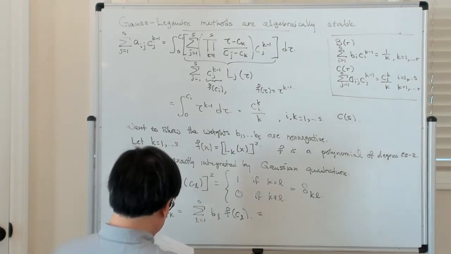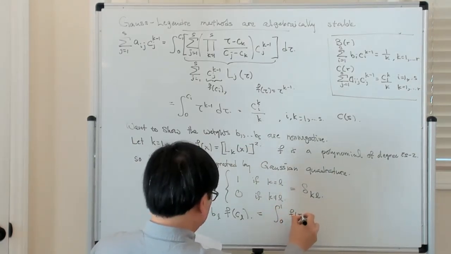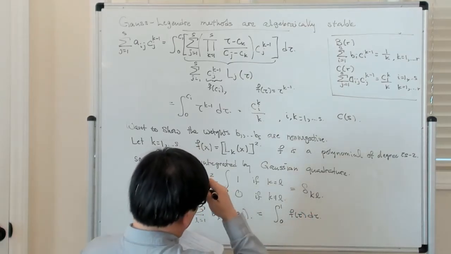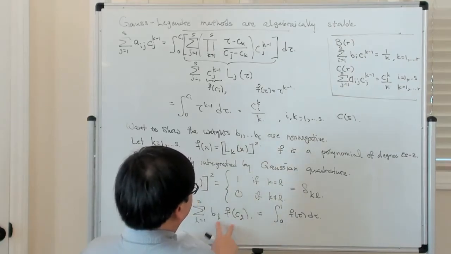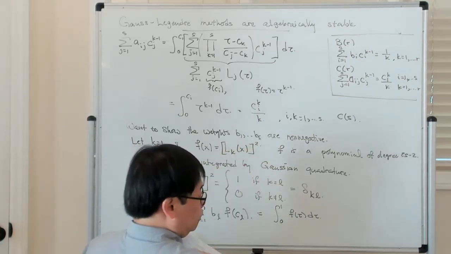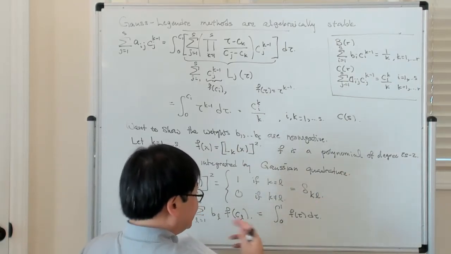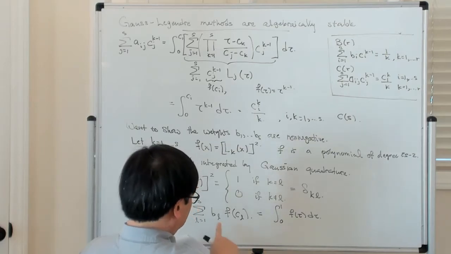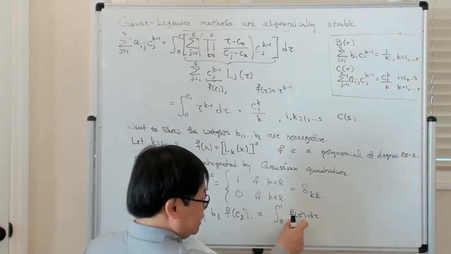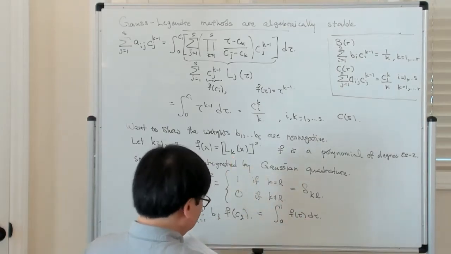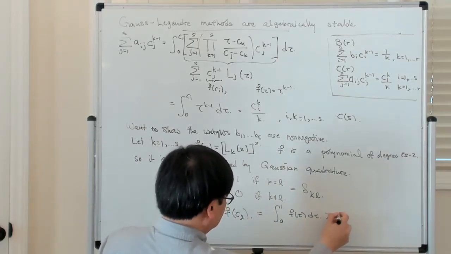All right, but this is equal to the integral from 0 to 1 of f(tau) d tau, because this is just the Gaussian quadrature approximation of this polynomial integrand, and the polynomial integrand is of degree 2s minus 2, so it's exactly integrated by Gaussian quadrature. But of course f is the square of something, so this integral is going to be non-negative. So that's greater than or equal to 0.